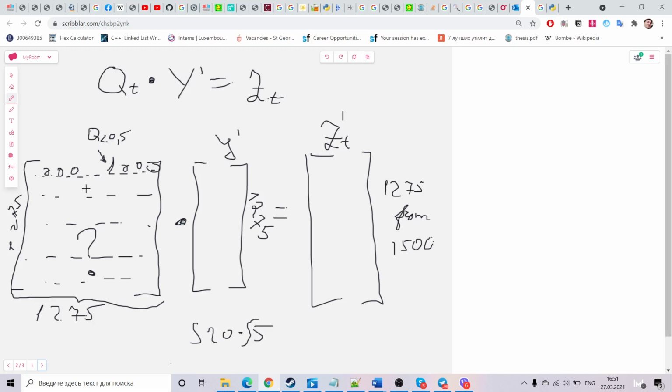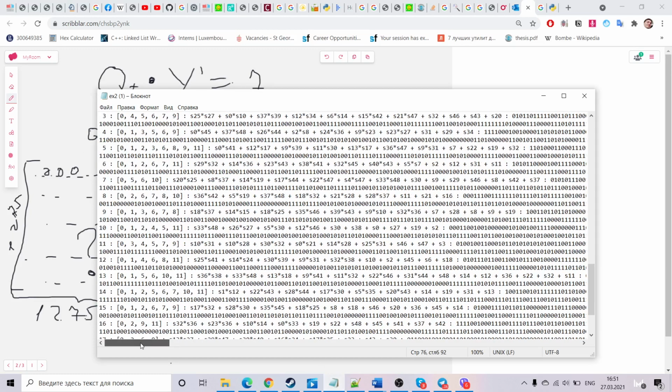So the main question which I have is how this Q_t matrix will look. I understand how it will look on the first line, where we haven't changed states. It's an initial position.